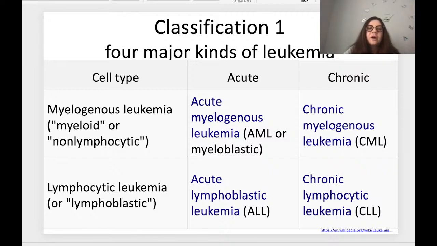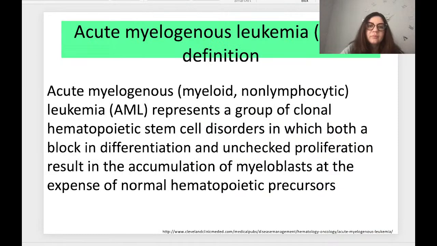In case of acute lymphocytic, we name it acute lymphoblastic leukemia. It connects to blasts that are the main cells in these disorders, acute lymphoblastic leukemia, or ALL. And if it is chronic lymphocytic, we name it chronic lymphocytic leukemia, or CLL. And let's discuss all of these cases separately.